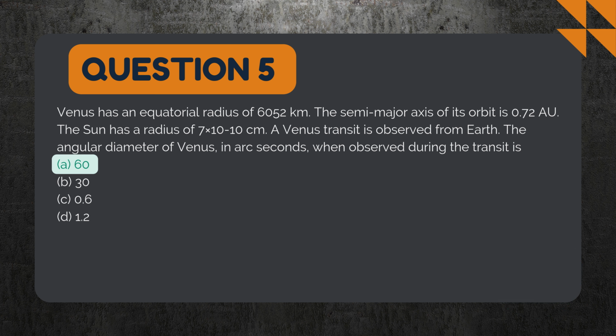We calculate angular diameter using the concept: the apparent size of an object equals its physical diameter divided by its distance from the observer. Here, Venus's actual diameter is divided by its distance from Earth, giving an apparent angular size of about 60 arcseconds, or 1 arc minute.